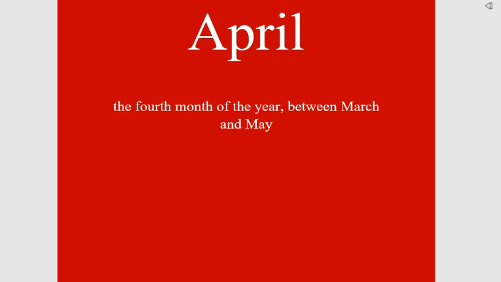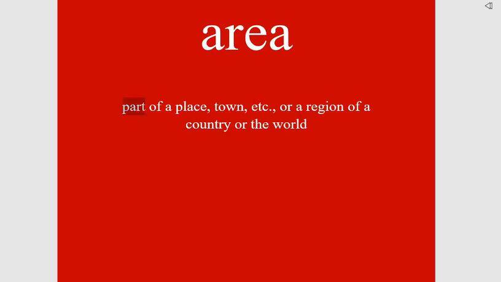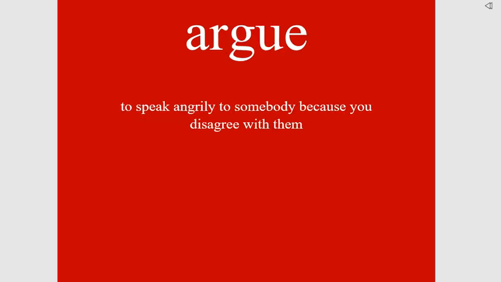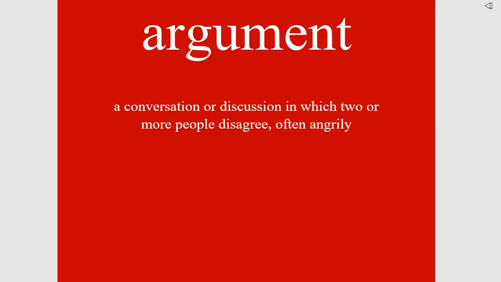April. The fourth month of the year, between March and May. Area. Part of a place, town, etc., or a region of a country or the world. Argue. To speak angrily to somebody because you disagree with them. Argument. A conversation or discussion in which two or more people disagree, often angrily.